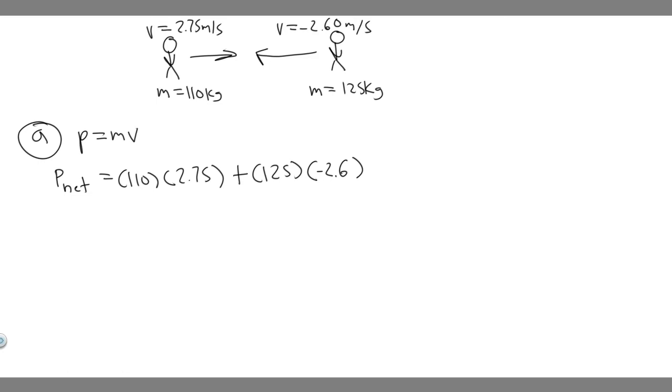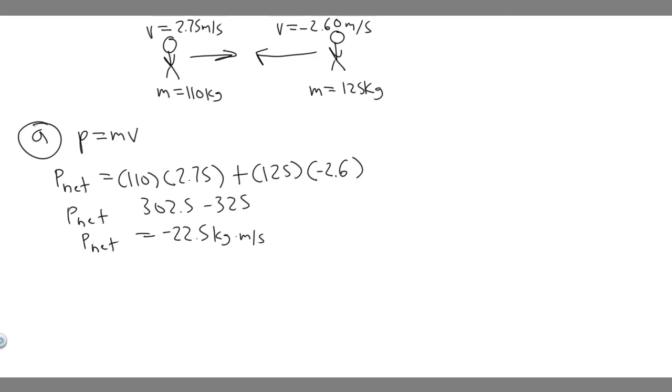So go ahead and do this. 110 times 2.75 is going to be 302.5. And then 125 times minus 2.6 is minus 325. So the net momentum, 302.5 minus 325, you're going to get minus 22.5. And in the units, momentum is measured in kilogram meters per second, the velocity times the mass. So minus 22.5 kilogram meters per second.